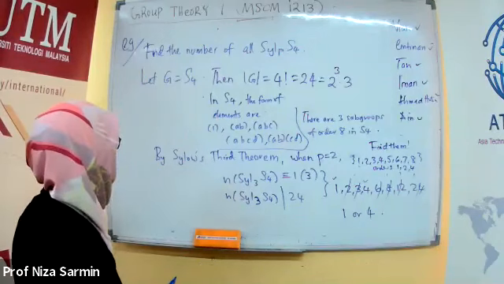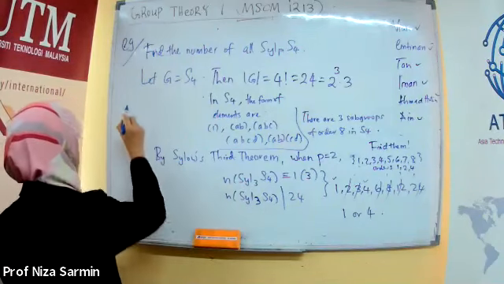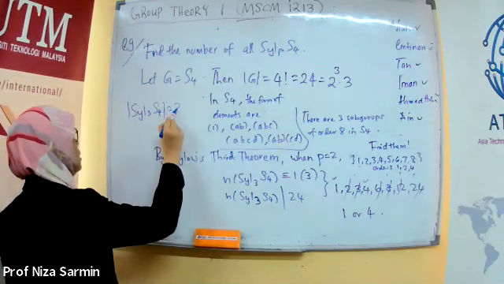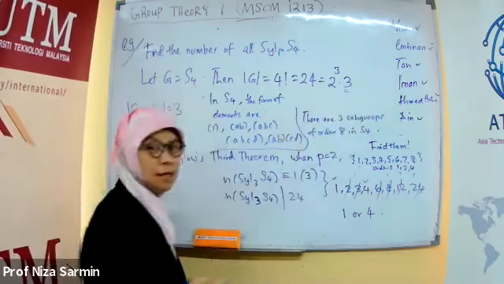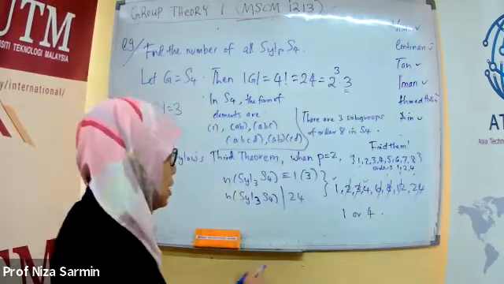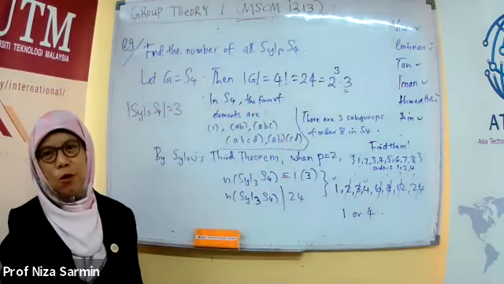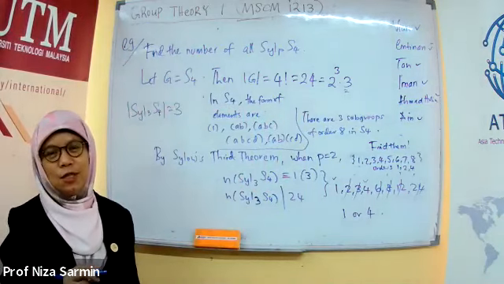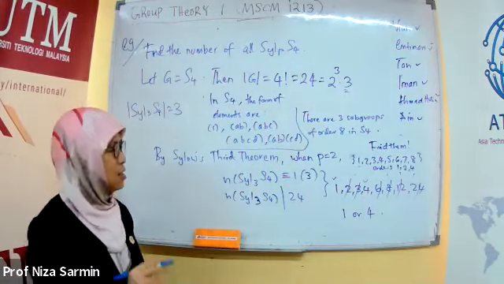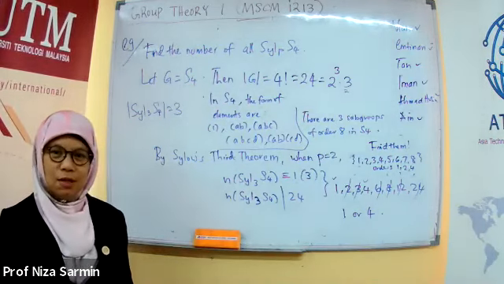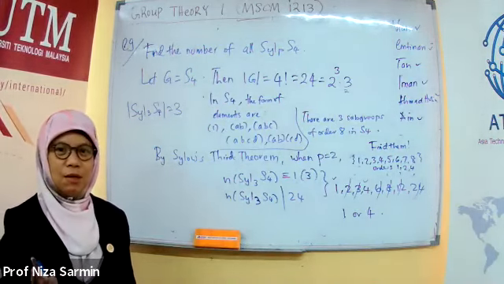And where is my Sylow 3? Sylow 3 of S4, the order is 3, right? So the answer is 1 or 4. How many Sylow 3 subgroups of order 3 in S4? Must be 4, cannot be just 1, right?